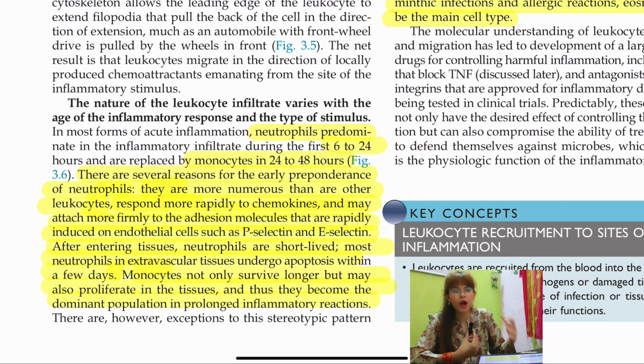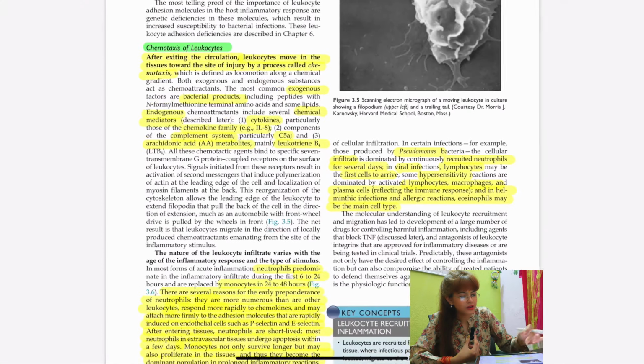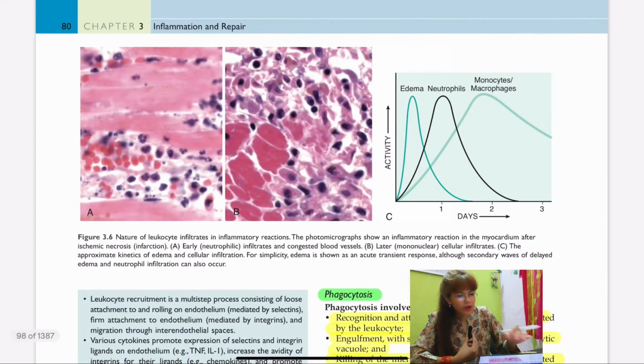This means after 24 hours, the cell which is predominantly seen is the monocyte, again very important, because they can survive longer and proliferate in the tissues itself, and that's why they are found towards the prolonged inflammatory states. You can see that all these things I have highlighted have the same kind of concept.